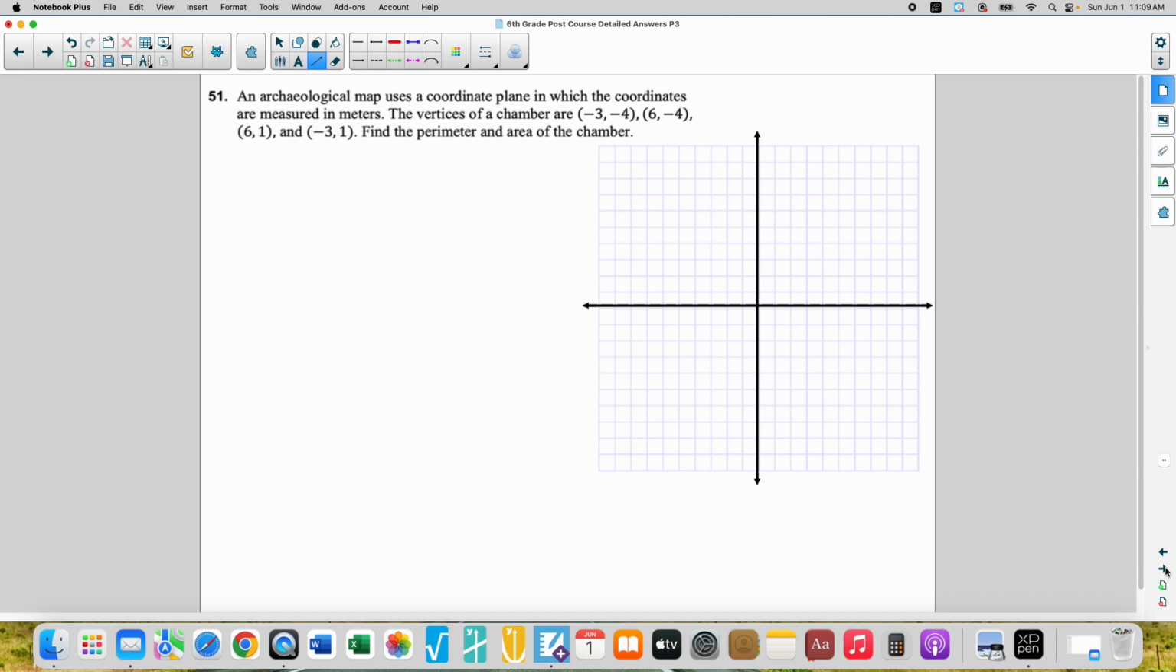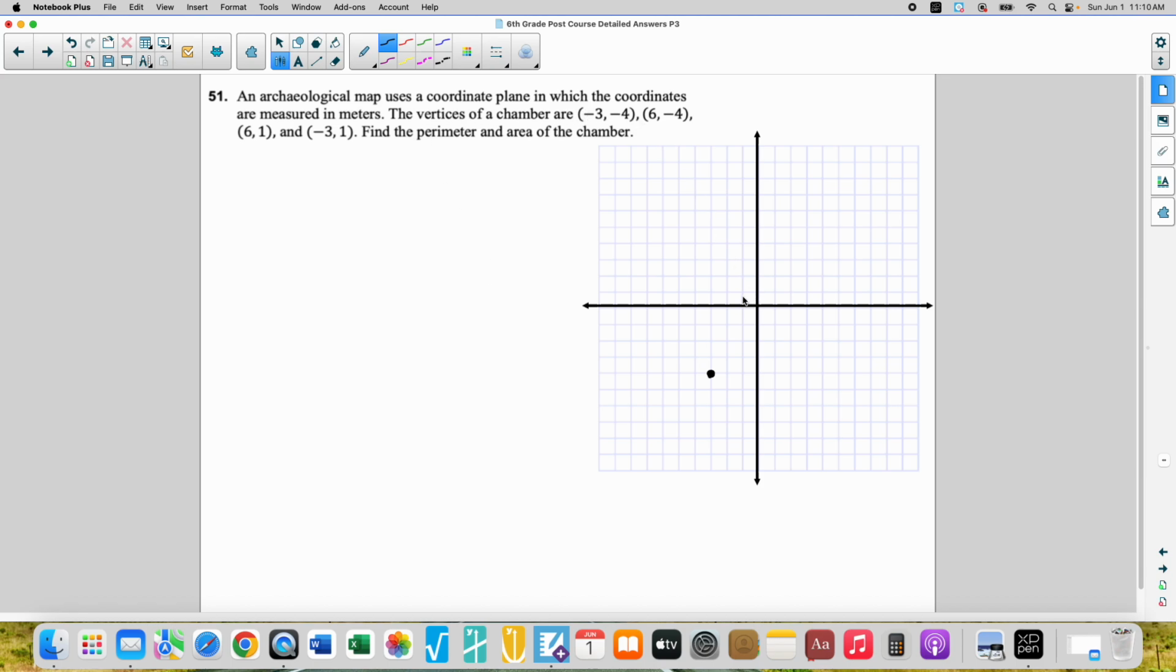An archaeological map uses a coordinate plane in which the coordinates are measured in meters. The vertices of the chamber are -3, -4, 6, -4, 6, 1, -3, 1. Find the perimeter and the area of the chamber. So first things first, let's draw those. So -3 on the X, -4 on the Y. I think takes us to that.